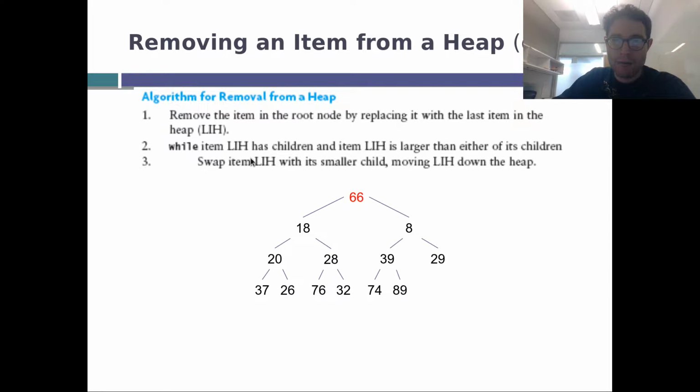While the last item in the heap has children, and it's larger than either of its children, so while 66 is bigger than either of its children, swap it with the smaller child, right? So we're bigger than 18 and 8, but 8 is the lightest, so it needs to bubble to the top, so we swap with it.